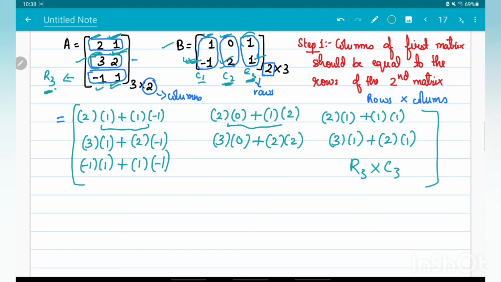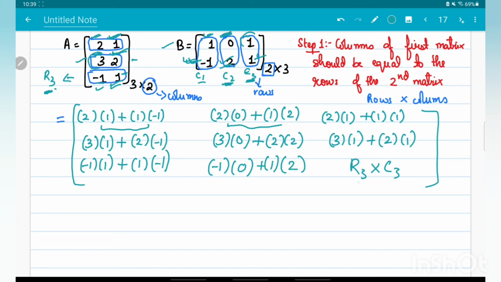So let me multiply. Now this is the first element, minus 1. It will be multiplied with the first element of the second column, so the first element of this second column of matrix P is 0. Now the second element of row 3 is 1, so I'll put a plus sign, 1. 1 will be multiplied with the second element of this column. The second element of this column is 2, so 1 will be multiplied with 2.